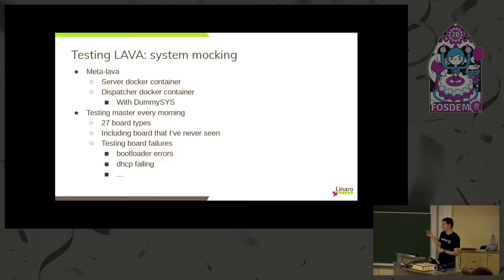That includes, and that's fun, a board that I've never seen, because I'm just going on the internet, looking for Lava labs, and copy-pasting the logs, because that's the only thing I need. And I'm also able to test failures. If I want a DHCP failure, I just need the text that U-Boot usually prints when there is a DHCP failure, and I add that to my configuration file. And it will look like DHCP is failing. So I can check that Lava is actually reporting that as an infra error and not a test error. Same for bootloader errors and many, many different things.